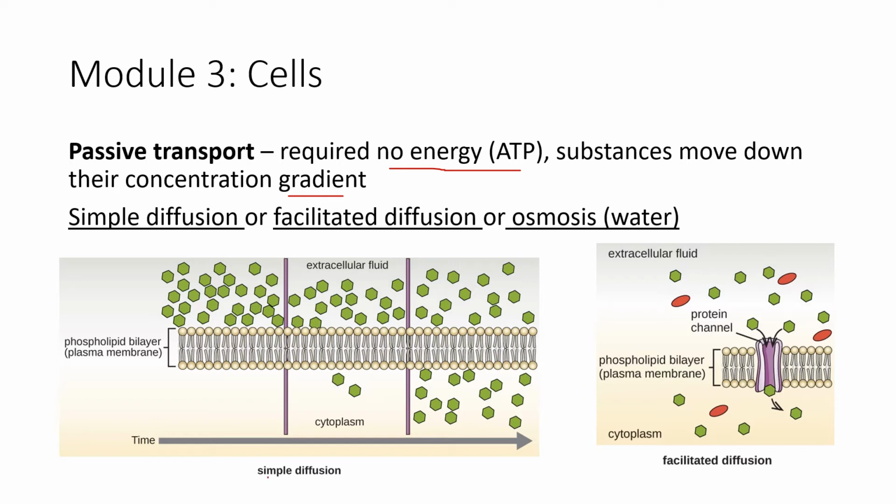On the left-hand side here, we have simple diffusion. This is a molecule that can easily cross the cell membrane, and it just goes from area of high concentration to low concentration, and it will keep moving until the concentration on each side is the same. On the right-hand side here, we have facilitated diffusion. Things are still moving down their concentration gradient, but in this example, these substances can't cross the membrane on their own. They have to have some sort of channel. And here's a protein channel that's going to allow whatever this is to cross the membrane, and it will go down its concentration gradient until the two concentrations are equal.